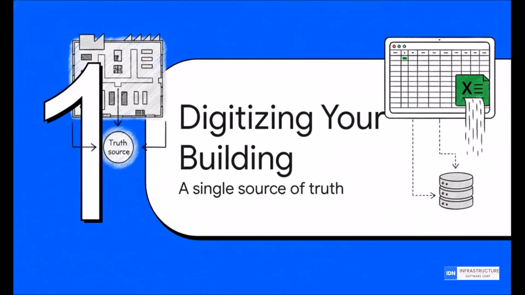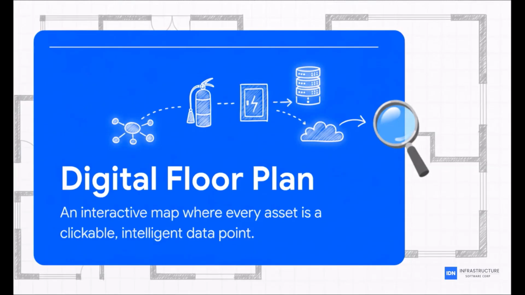So, how do we fix this? It all starts with building a digital foundation. The goal is to create one single source of truth for every asset you manage. And the best part? You can get started with something you probably already have, like a simple Excel spreadsheet. What we're actually building here is a digital floor plan. Now, don't just think of this as a picture. This is an interactive map. Every symbol you see, whether it's a fire extinguisher or an electrical panel, isn't just a shape. It's a clickable, intelligent data point that's connected to a whole world of information.